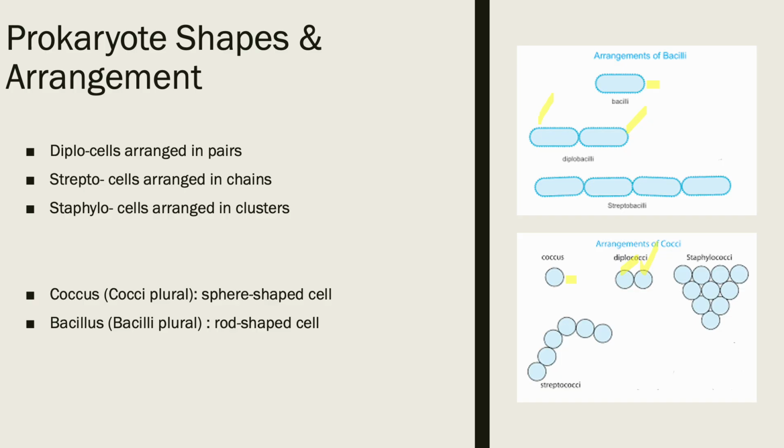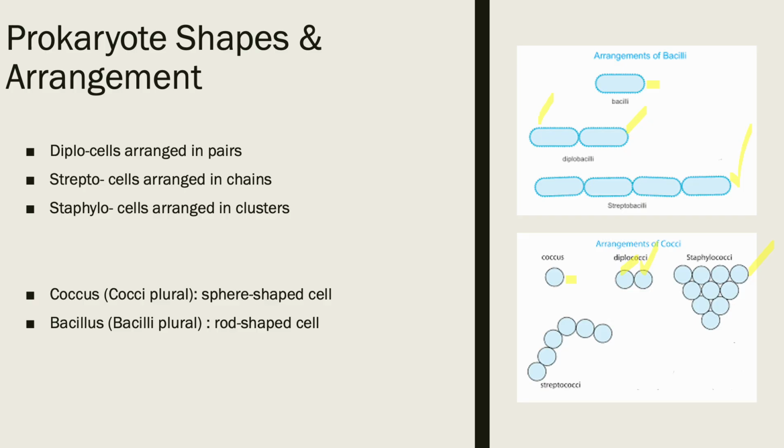Then we get into more complicated arrangements. We have a strep arrangement, which is long chains. So for example, if we have long chains of bacilli, that is a streptobacilli. And we also have clusters, a staph arrangement. So if we have clusters of cocci cells, we can now call that a staphylococci. And staphylo is actually the Latin prefix for grapes, like a bunch of grapes. And these prefixes for these more complicated arrangements may sound familiar to you.